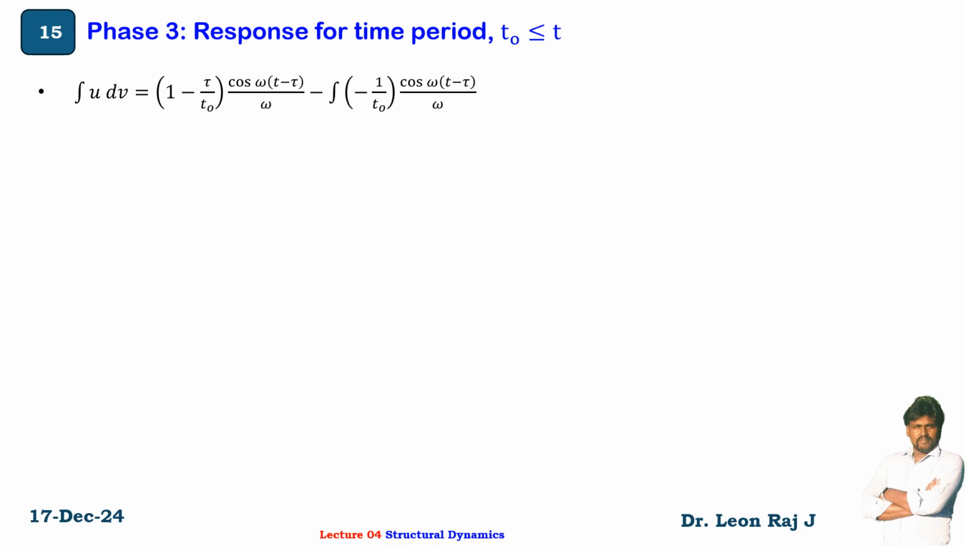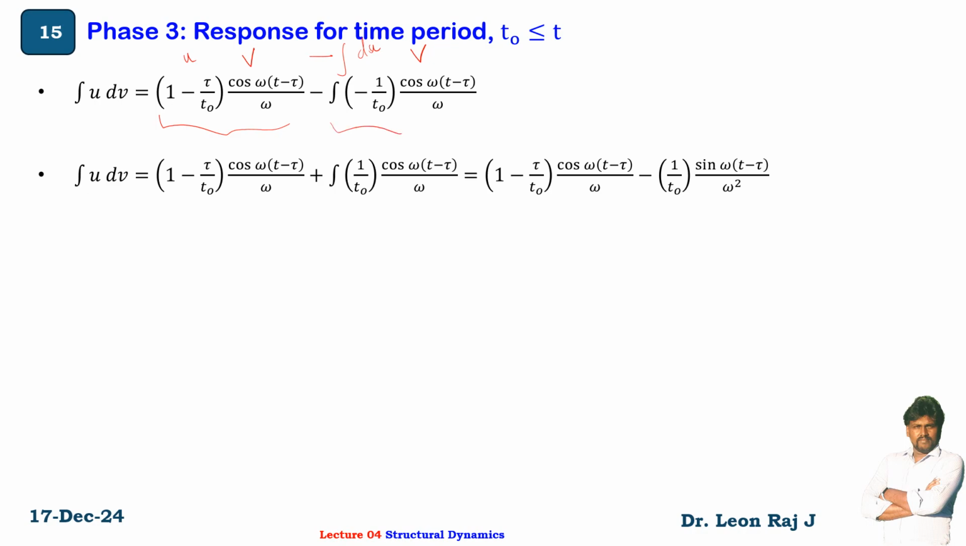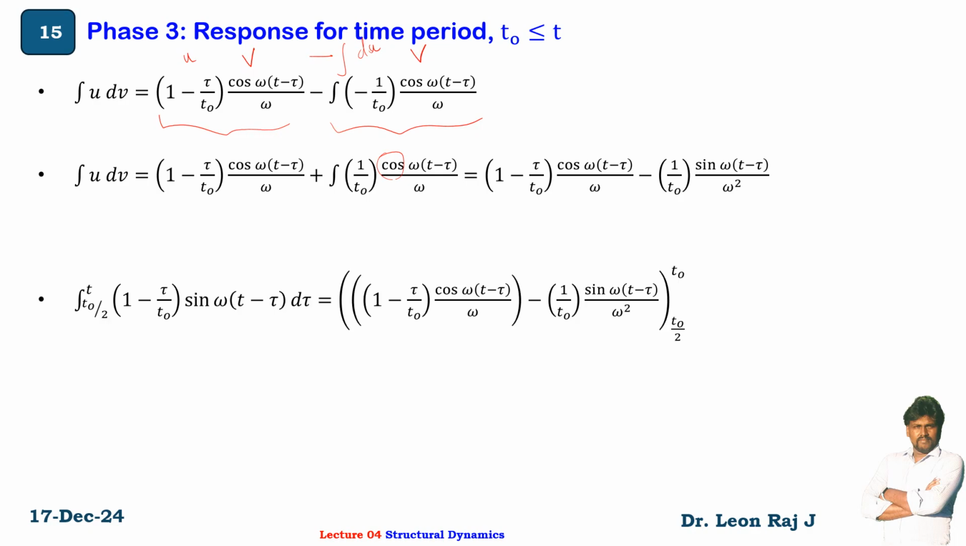So your udv is written like this. This is your u and this is your v. uv minus integral of v into du. This du is nothing but minus 1 by t0, so that is a constant and you can take it outside. The remaining term needs to be integrated. So 1 minus tau by t0 times cos omega (t minus tau) divided by omega. Just integrate the cos term, and you will get the sine term, sin omega (t minus tau) divided by omega square, with a minus sign.